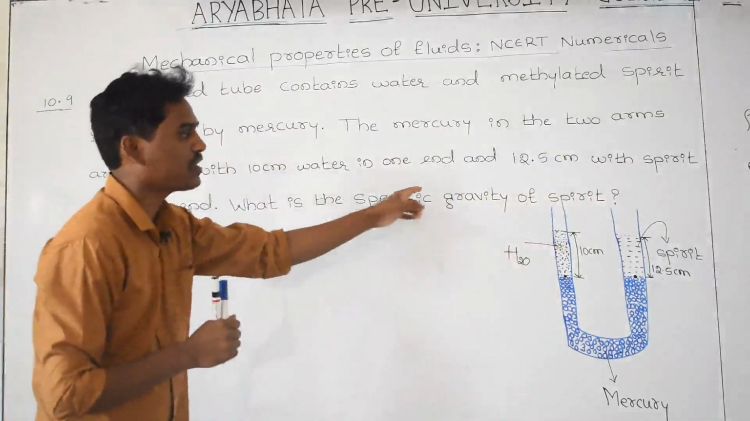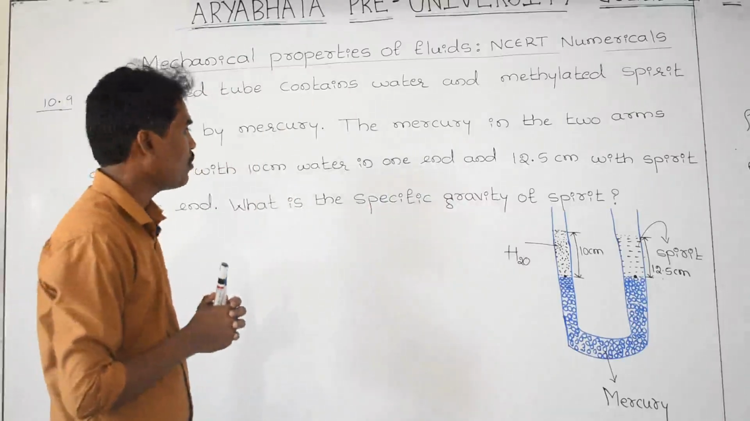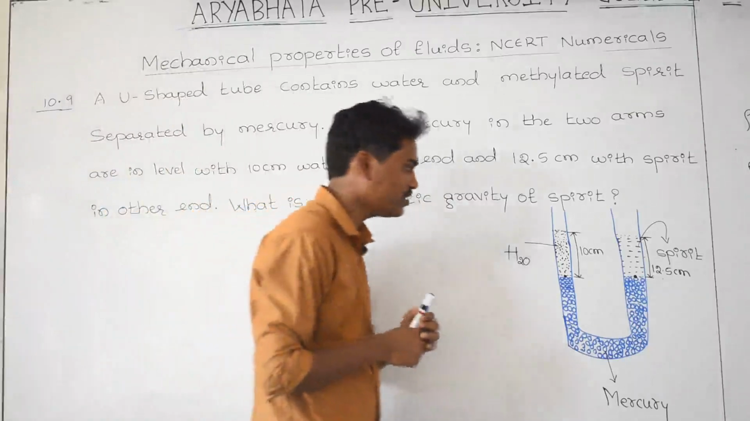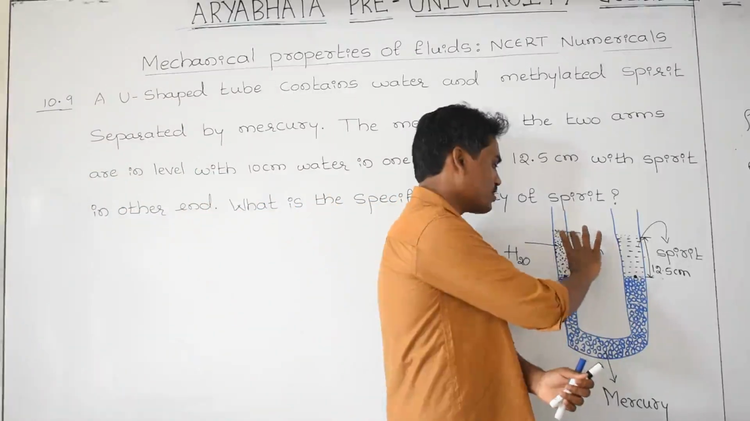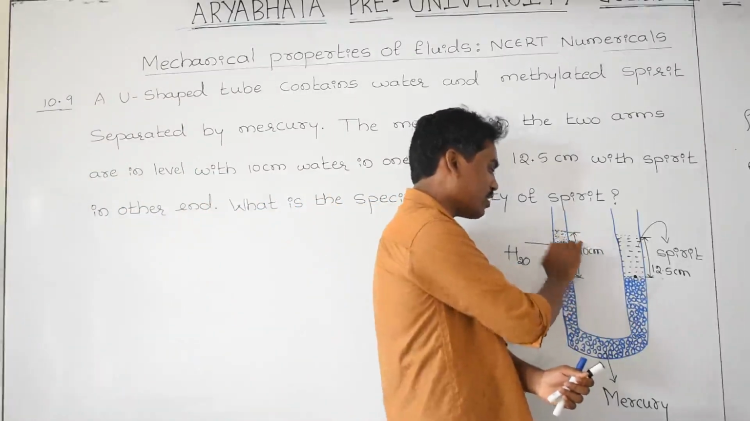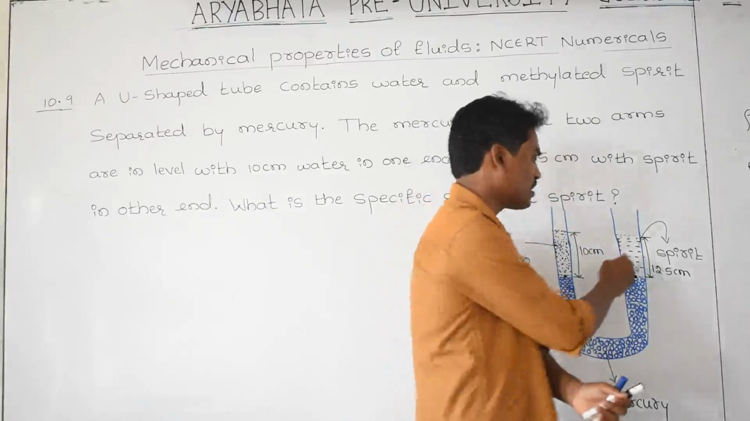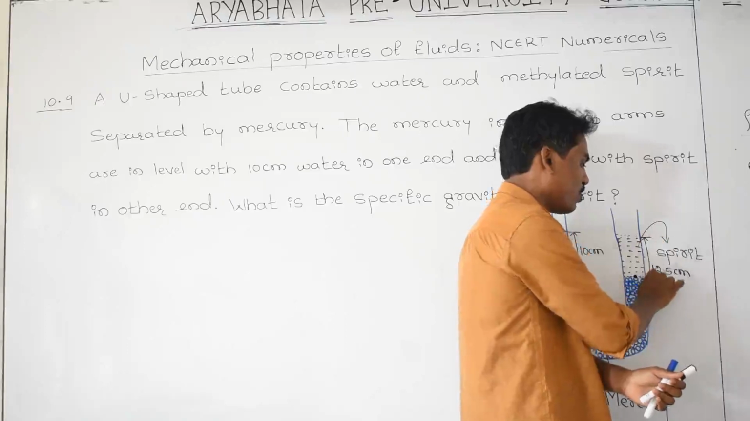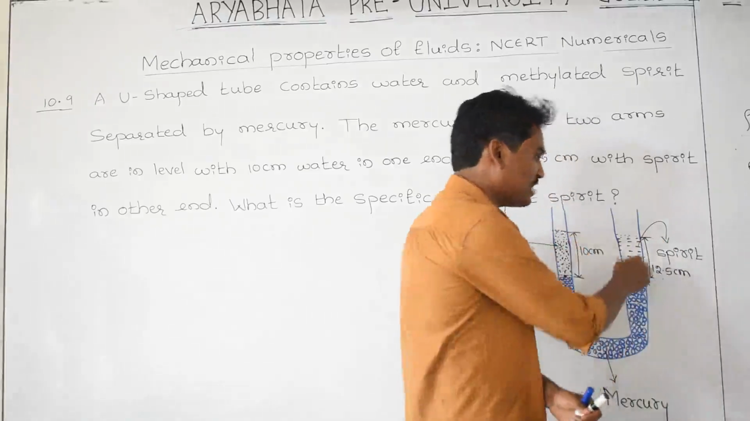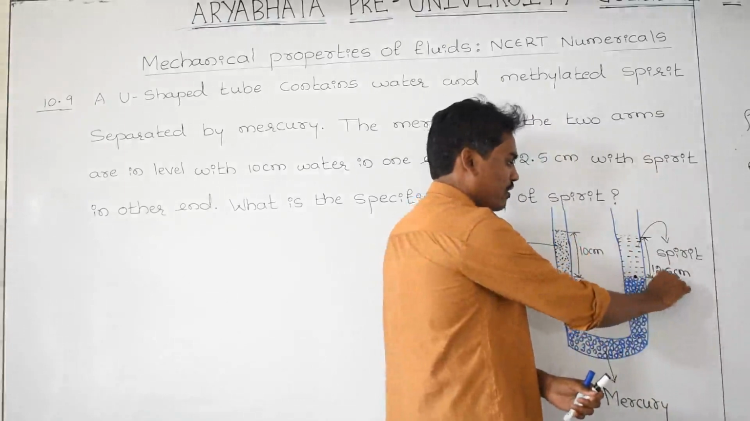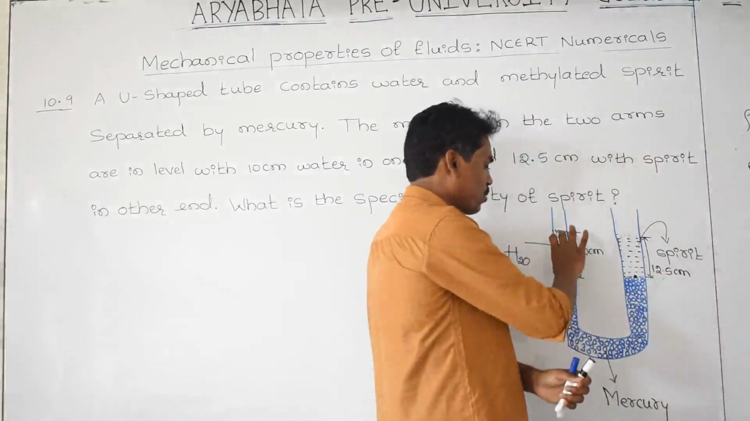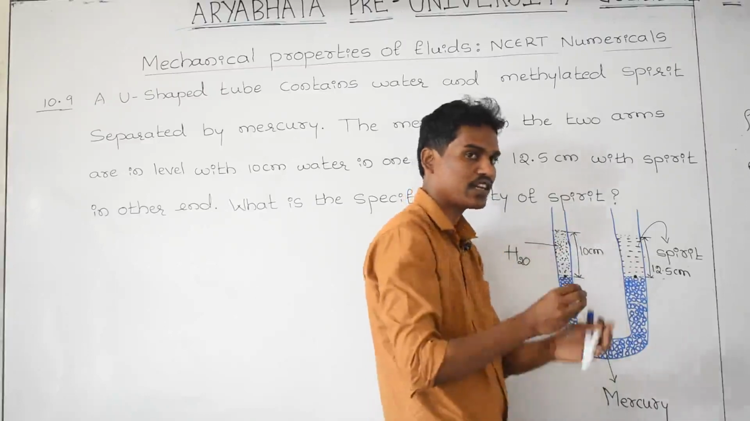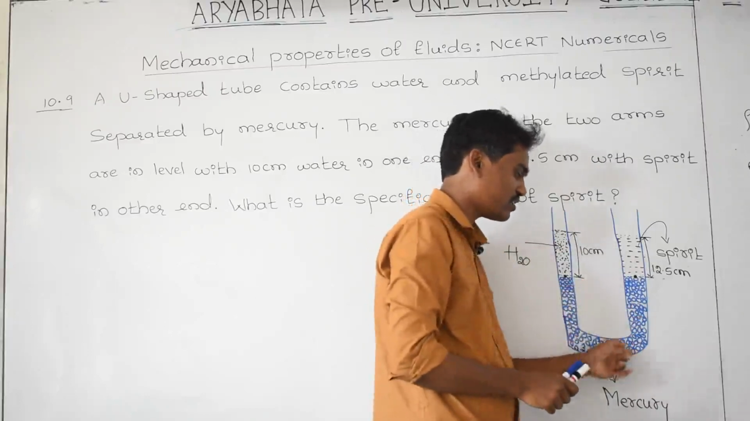What is the specific gravity of the spirit? And what he has given? The mercury in the two arms is at the same level, it means that the water column is 10 centimeter in the left arm, and at the right side the spirit column length is 12.5 centimeter. The water and spirit are separated by another dense liquid called mercury.